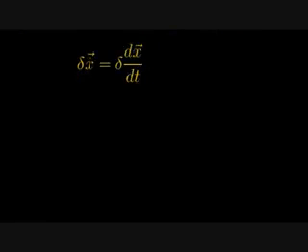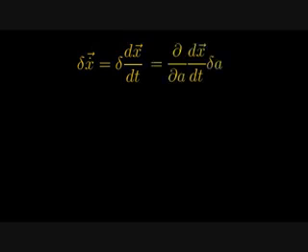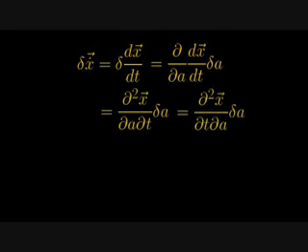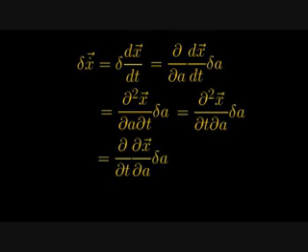Now we need to prove that the variation in velocity is the time derivative of the variation in position. Write the variation in x dot as the variation in the time derivative of x. Assume that the time derivative of x depends on some parameter a. Then the variation in the time derivative of x can be written as the derivative with respect to a of the time derivative of x times the variation in a. Combine the derivatives, switch the order of differentiation, take out a time derivative. Notice that the derivative with respect to a of x times the variation in a is the variation in x. Thus we have proven that the variation in the time derivative of x is the time derivative of the variation in x.